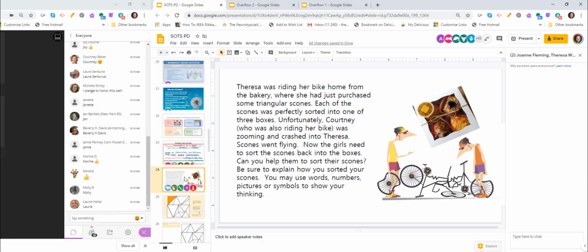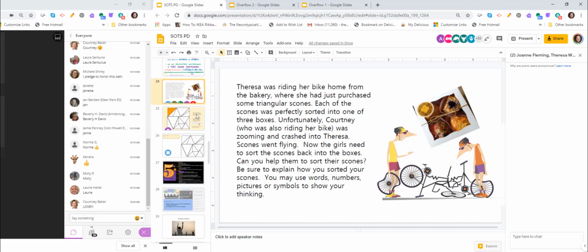This is a problem that a colleague and I made one time when we really wanted to talk about triangles and we were hungry for scones. So here it is. Theresa was riding her bike home from the bakery, where she had just purchased some triangular scones. Each of the scones was perfectly sorted into one of 3 boxes. Unfortunately, Courtney, who was also riding her bike, was zooming and crashed into Theresa. Scones went flying. Now the girls need to sort the scones back into the boxes. Can you help them sort their scones? Be sure to explain how you sorted your scones. You can use words, numbers, pictures, symbols to show your thinking.